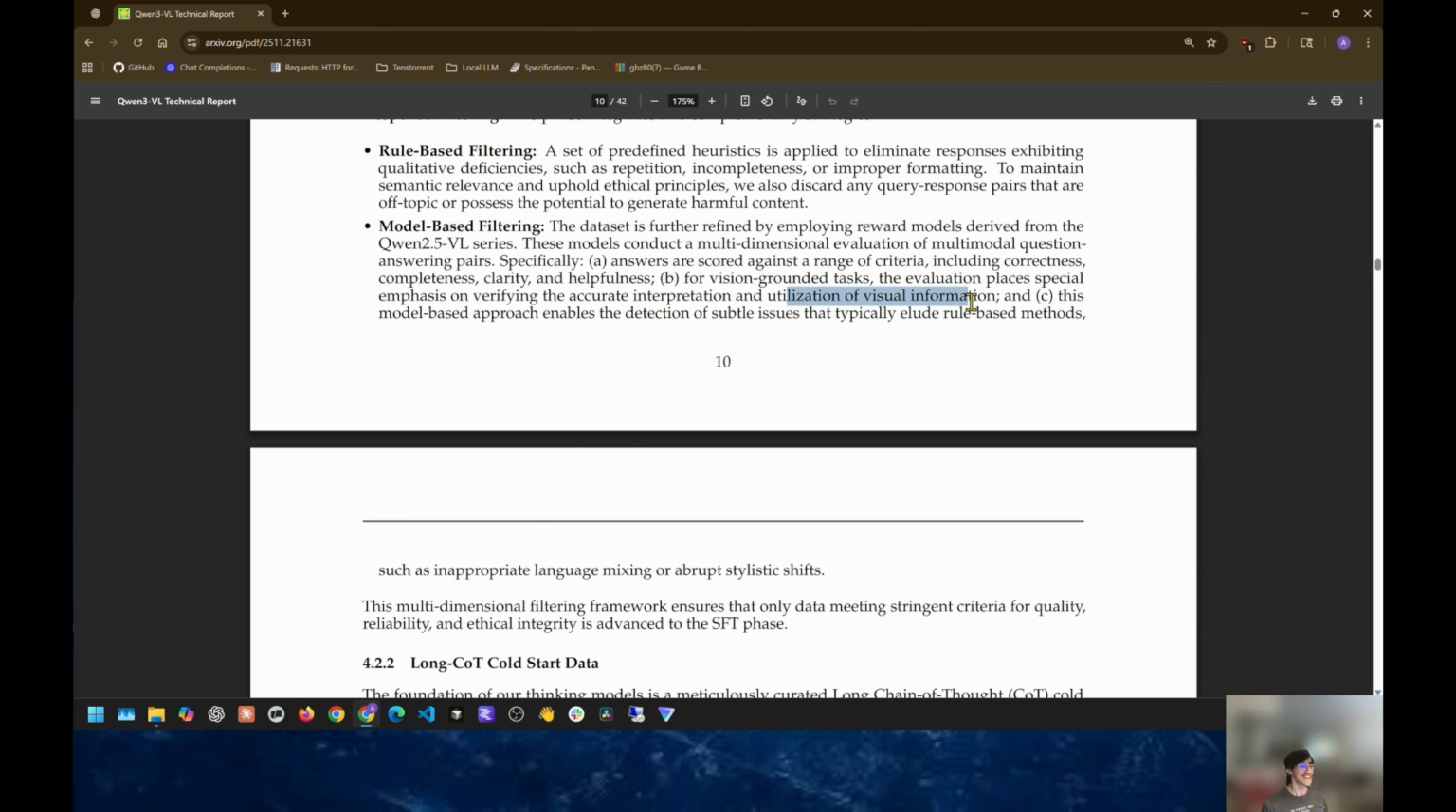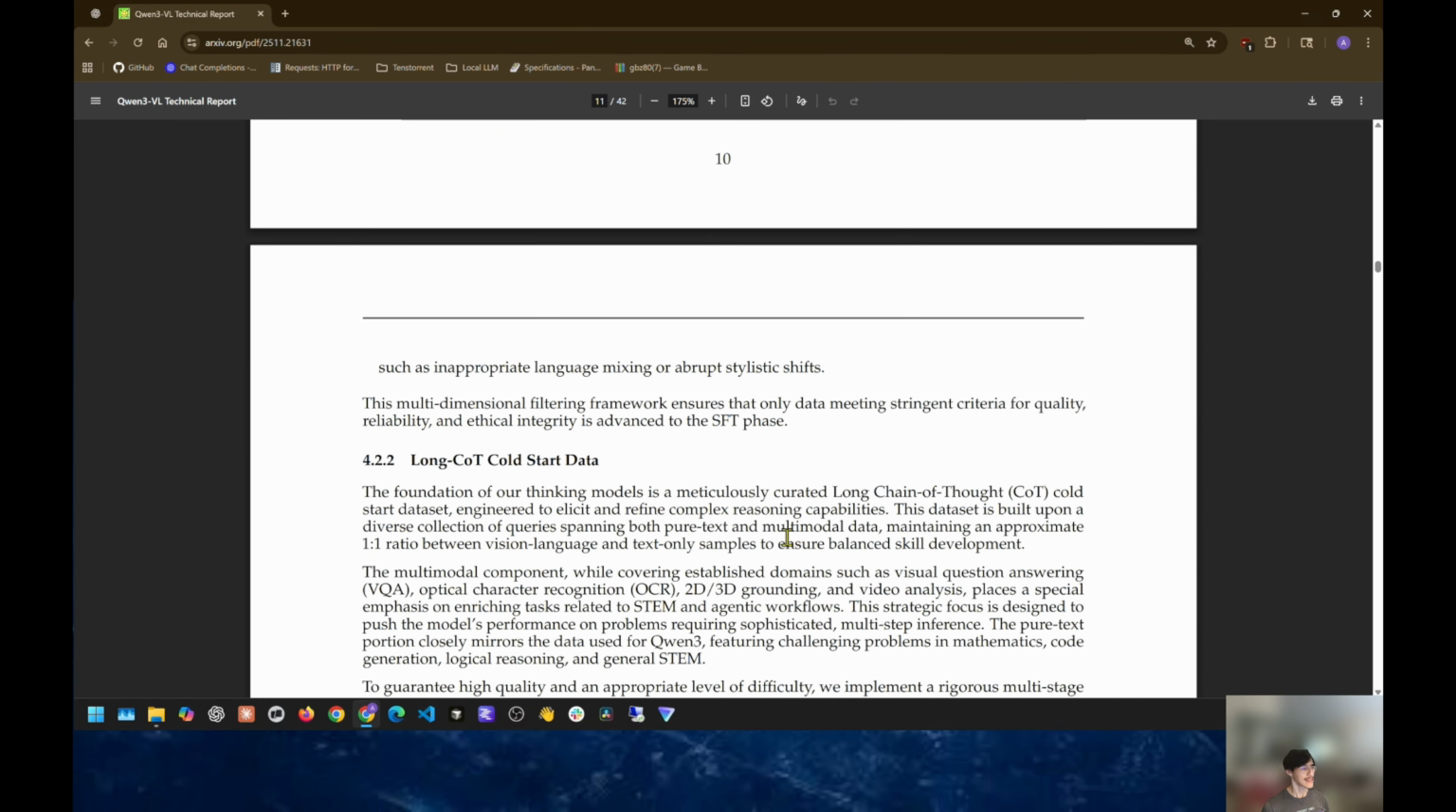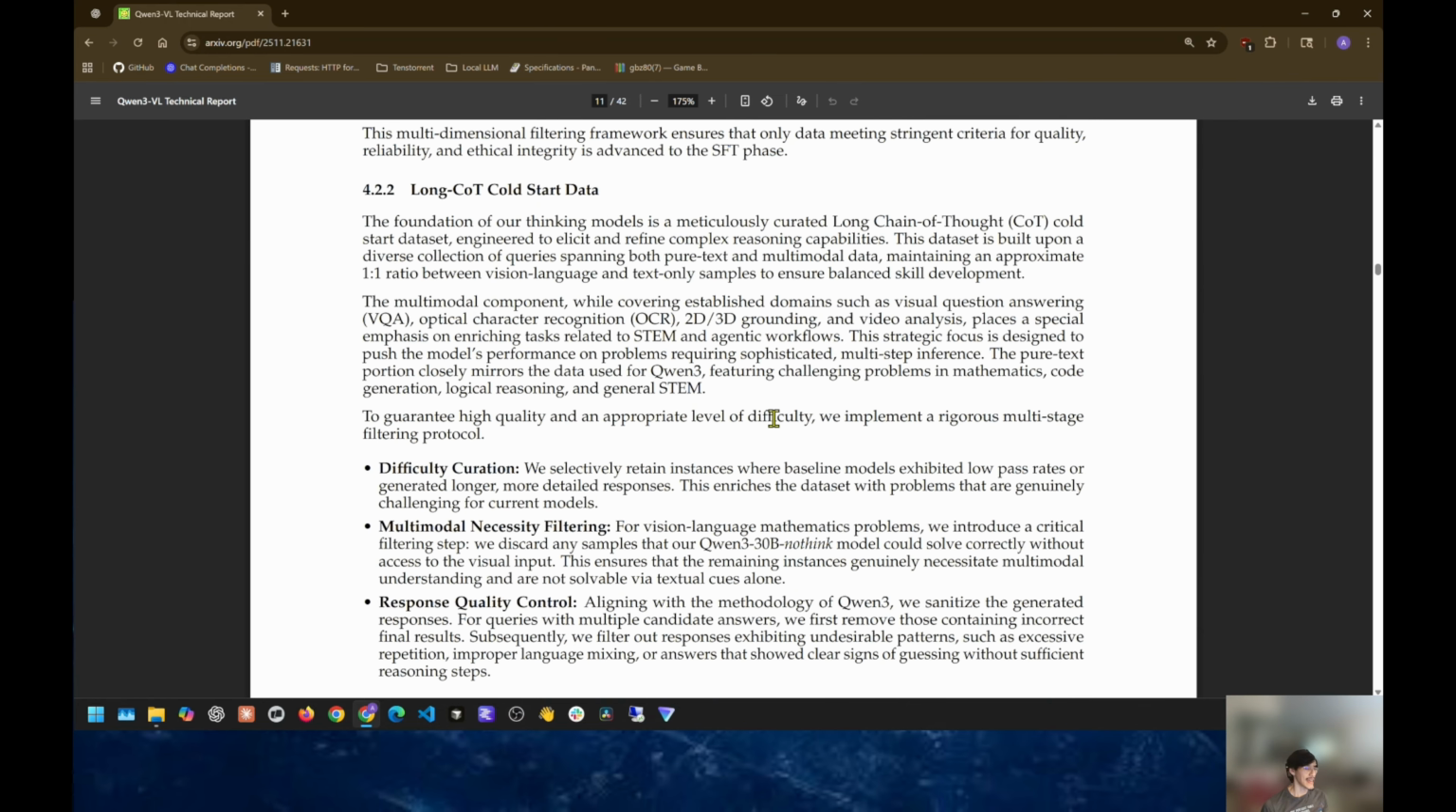of visual information. And this model-based approach enables the detection of subtle issues that typically elude rule-based methods, such as inappropriate language mixing or abrupt stylistic shifts. This multidimensional filtering framework ensures that only data meeting stringent criteria for quality, reliability, and ethical integrity is advanced to the SFT phase.